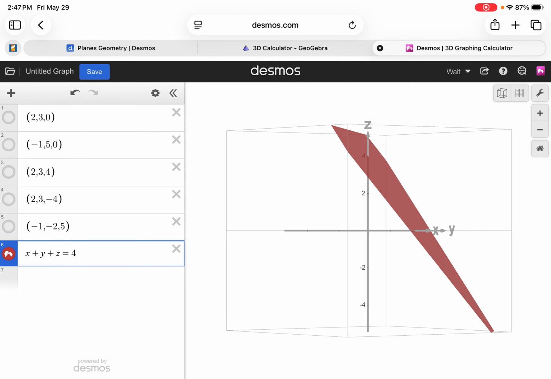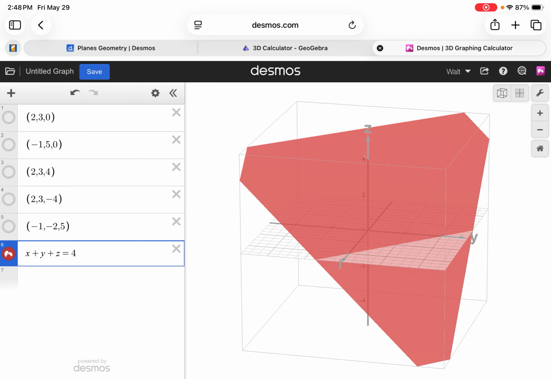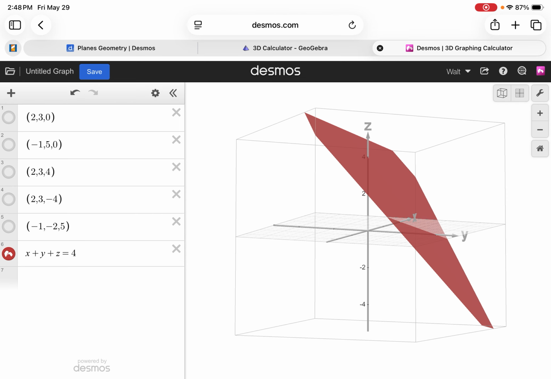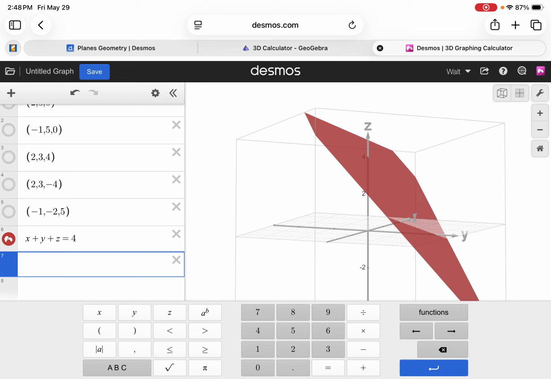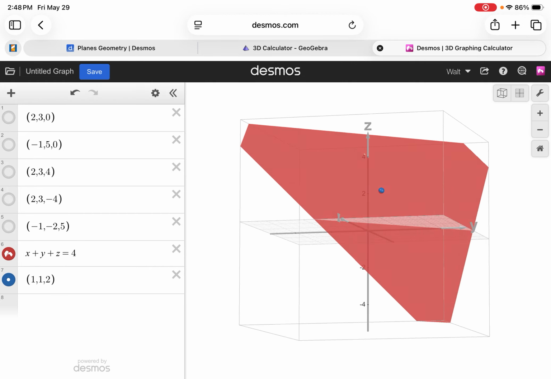it's just a flat surface out here in space, and this is kind of an artificial cutoff here where it looks like a wedge or something. That's not what the plane looks like. There's just a plane out here in space, and there are points on this plane. Let me plot one. I'm going to plot 1, 1, and let's say 2. Now look at that. There's a point on this plane.